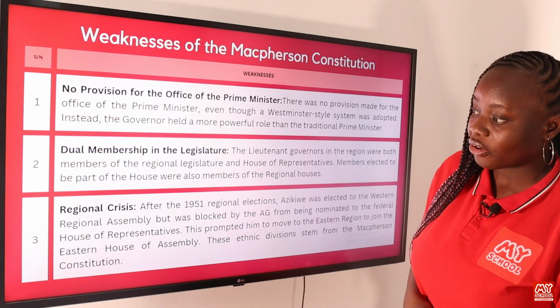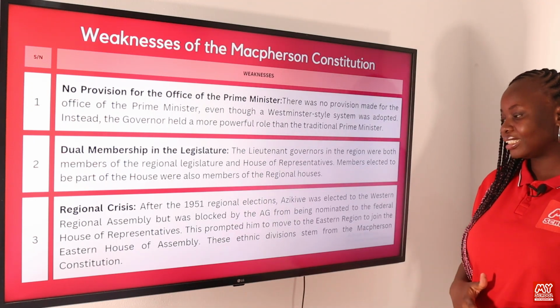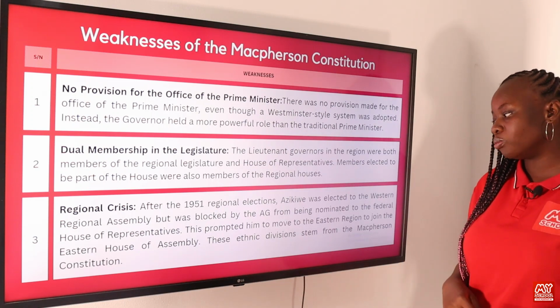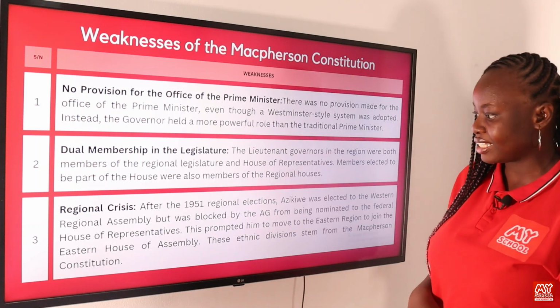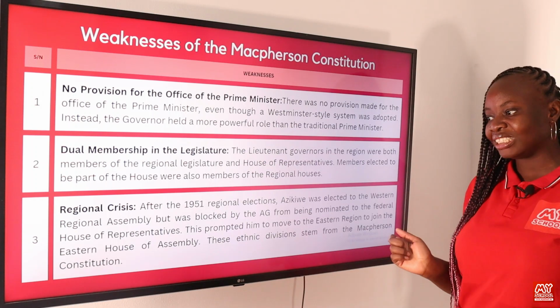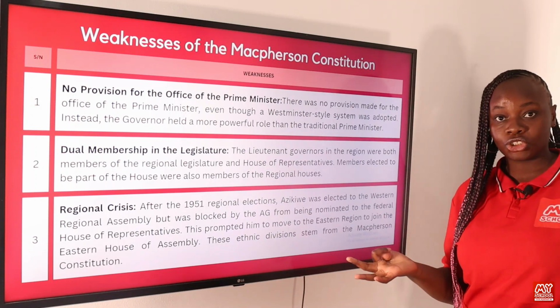Then there is also regional crisis. After the 1951 regional elections, Azikiwe was elected to the Western Regional Assembly but was blocked by the AG from being nominated to the Federal House of Representatives. So this prompted him to move to the Eastern region to join the Eastern House of Assembly. These ethnic divisions stemmed from the Macpherson Constitution.